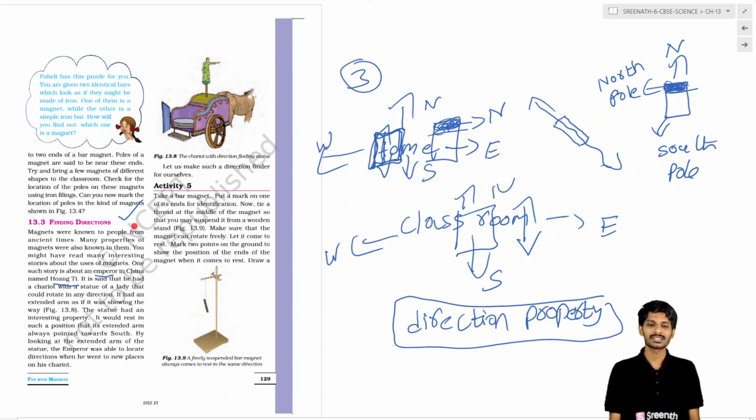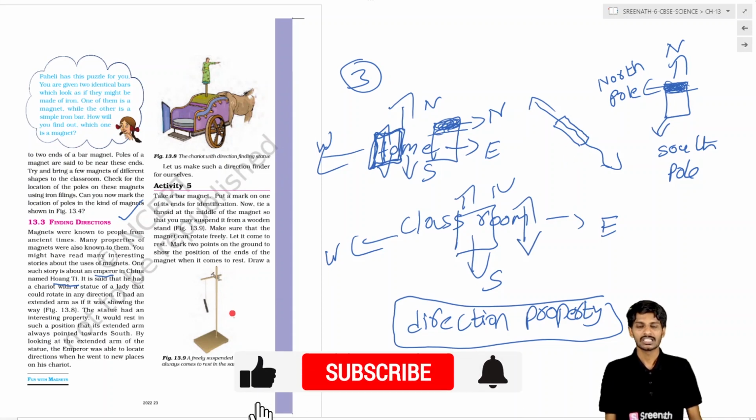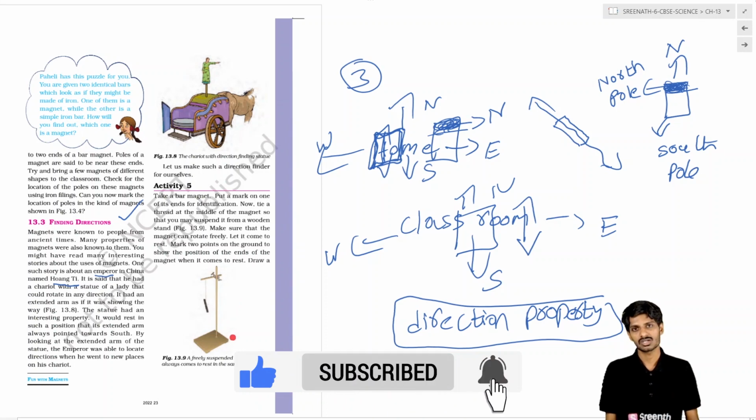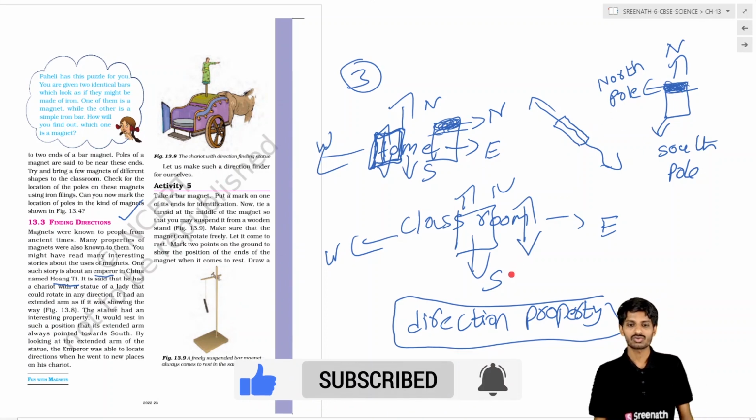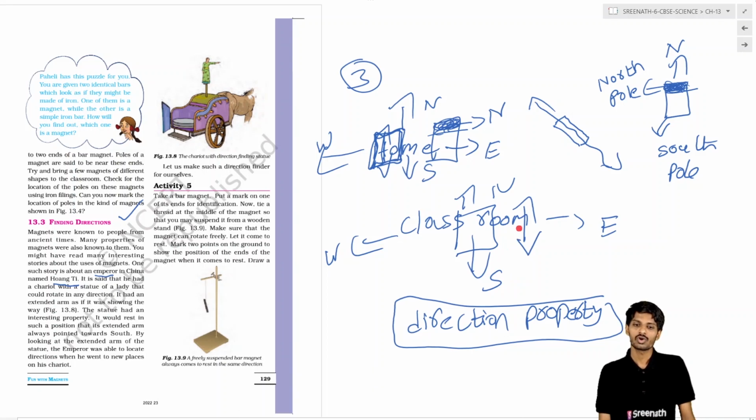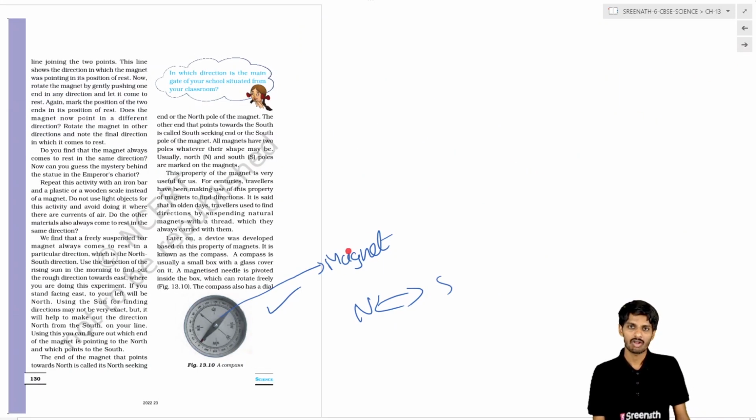The next property is the direction property. Magnets can be used to find directions. Basically, when you tie a magnet to a thread and leave it suspended, it will align in the north and south directions. So by using magnets, you can easily find north and south directions. Based on this directional property, magnetic compasses were developed. These devices are very useful to find direction when we are traveling in seas or in hills or any other places.